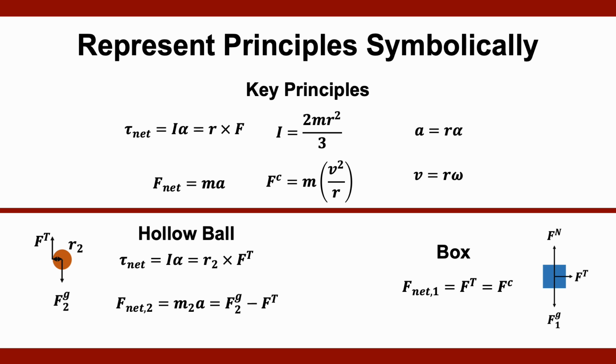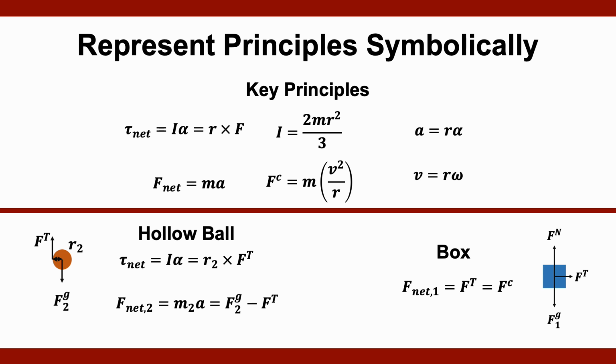Moving on, we could see from the free body diagram that its net force is equal to its gravitational force minus the tension force that acts upon it. We could find the tension force by solving for it from the net torque equation.